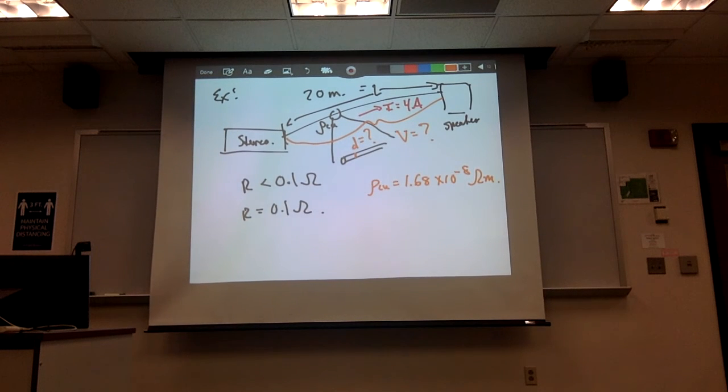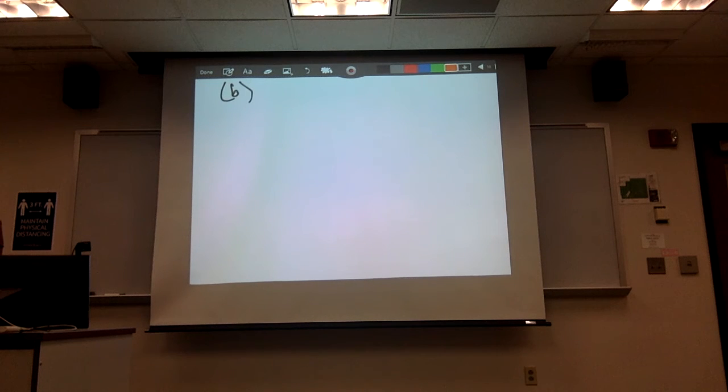Ohm's law, right? So in this case, for part B, I would simply say, well, Ohm's law says that the potential drop is equal to the current times the resistance. In this case, I know the resistance. I also know the current, because my resistance is 0.1 ohms. So that means I can easily find my potential. So it's going to be 4 amps times 0.1 ohms, which is then going to be 0.4 volts.